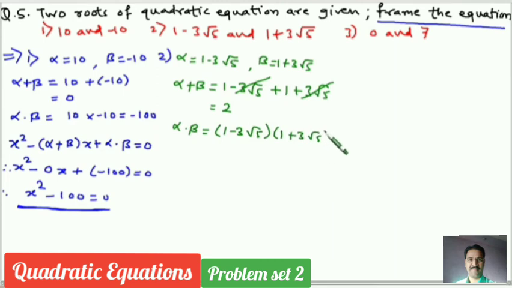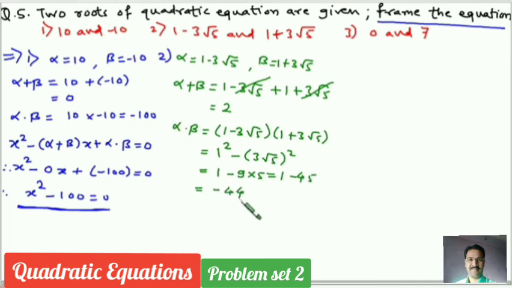After that alpha into beta is what? Here in the first bracket 1 minus 3 root 5, in the second bracket 1 plus 3 root 5. Okay, here it is nothing but a minus b, a plus b. That means a square minus b square, that is 3 root 5 square. So 1 minus, here it is 9 into 5. So 1 minus 45, here it is nothing but minus 44.